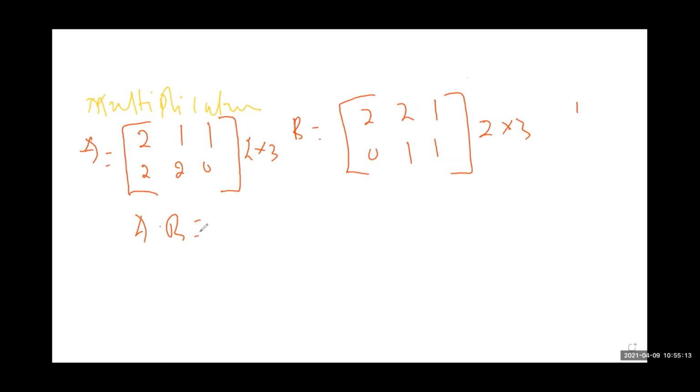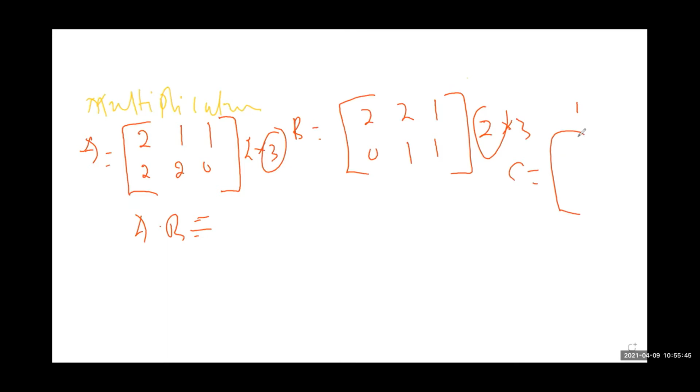Can I do multiplication A times B? Can I multiply matrix A and B? No, exactly, because the number of columns here is not the same as the number of rows here. I hope that is clear. Okay, so let's have C.